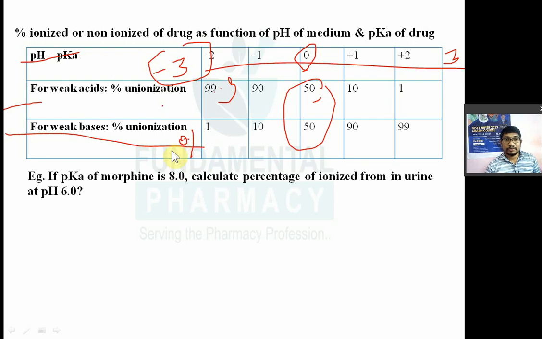Now one example: if pKa of morphine is 8, calculate the percentage of ionized form of drug in urine at a pH of 6.